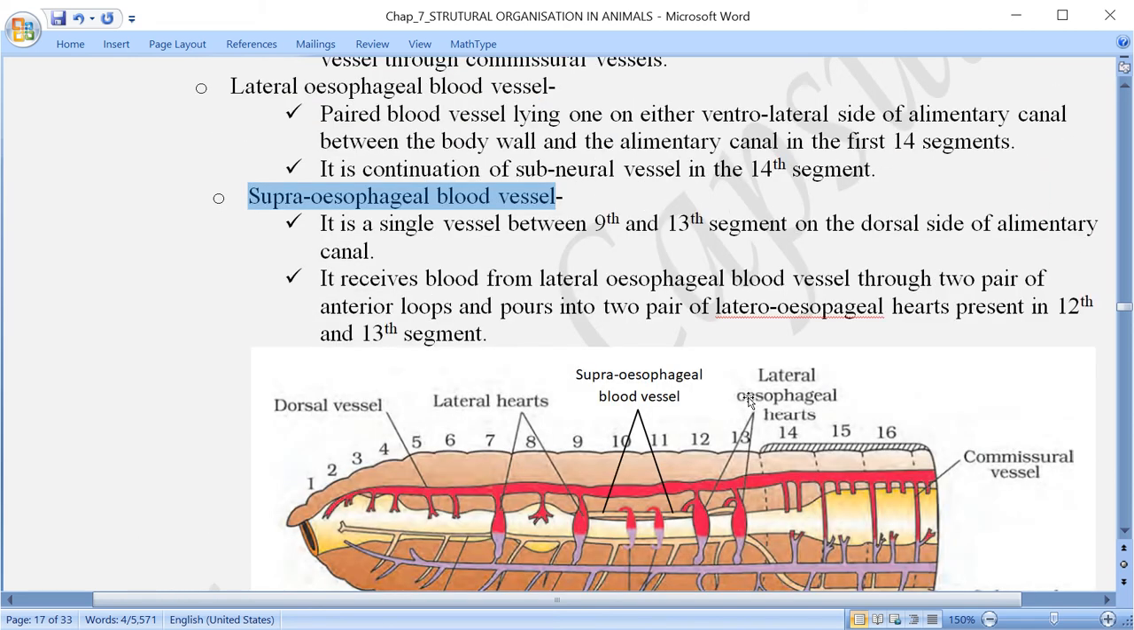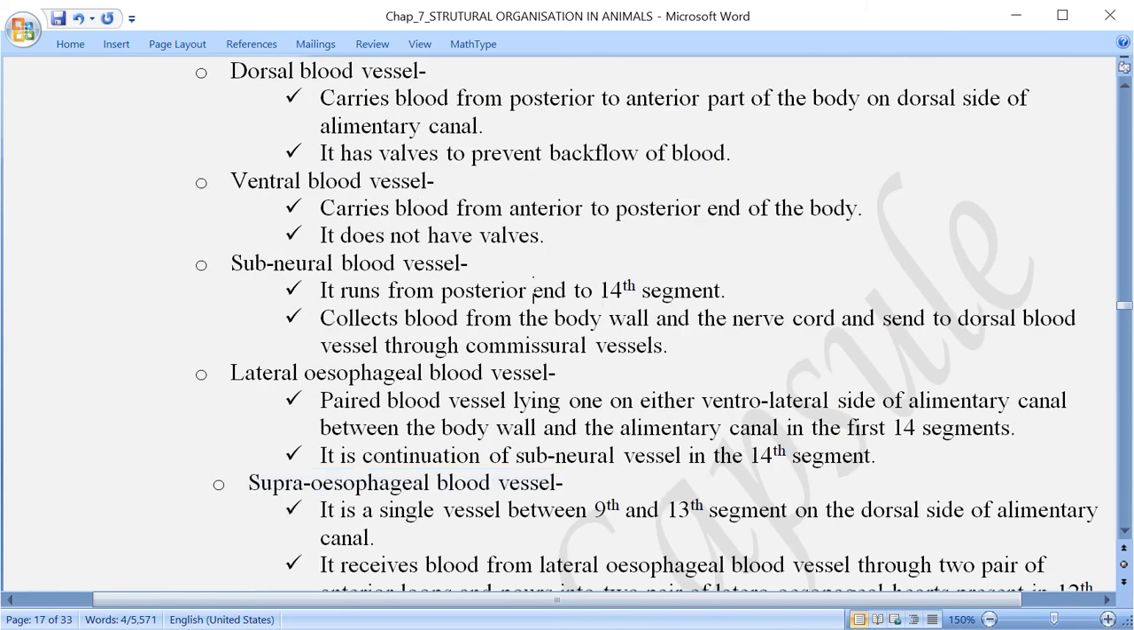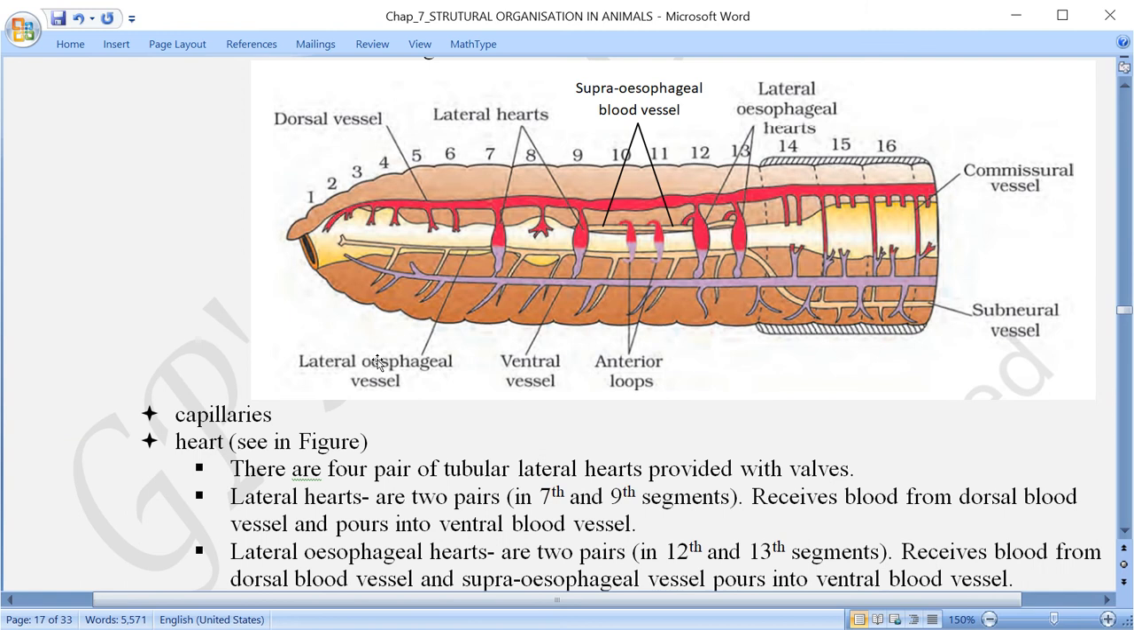So that was about 5 different blood vessels. Coming to capillaries, you understand capillaries. They are having one cell thickness, and as a result of that, the substances that are transported or carried in the blood can easily diffuse out of the capillaries.